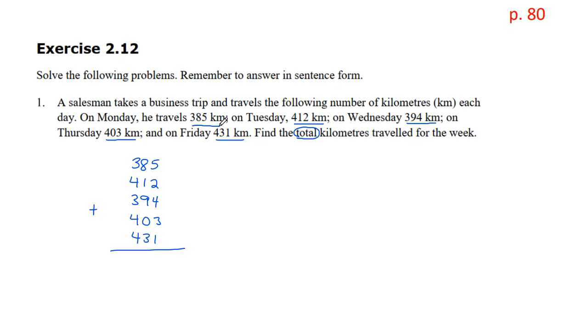So 5 plus 2 is 7, plus 4 is 11, plus 3 is 14, and 1 more is 15. So I'm going to carry my 1 up high. 8 plus 1 and another 1 makes 10, plus 9 is 19, and 3 more makes 22. 2 plus 3 is 5, plus 4 is 9, plus 3 is 12, plus 4 is 16, and plus 4 more is 20. So in total, he traveled 2,025 kilometers in that week.